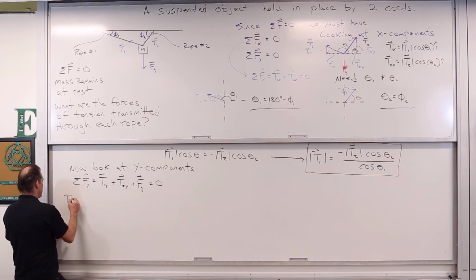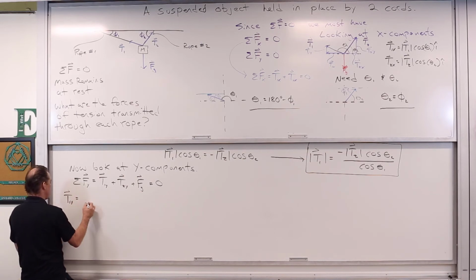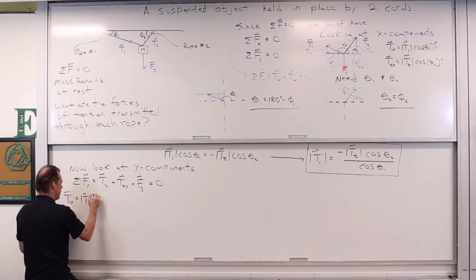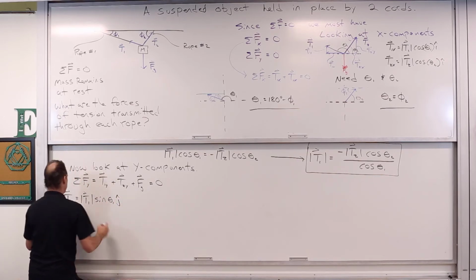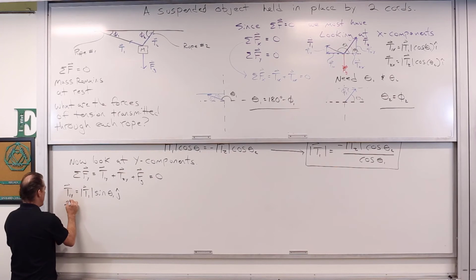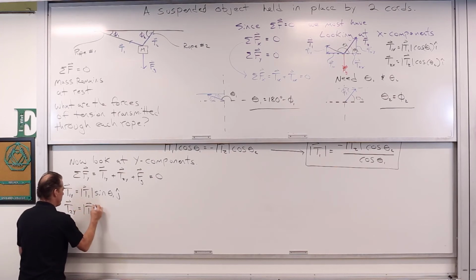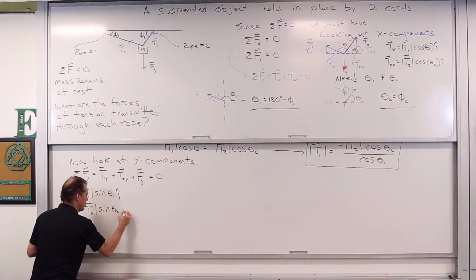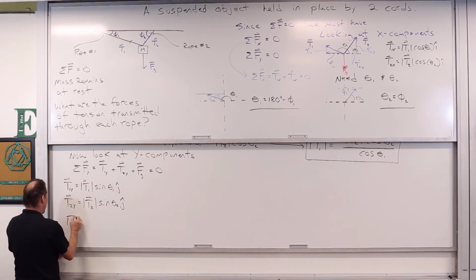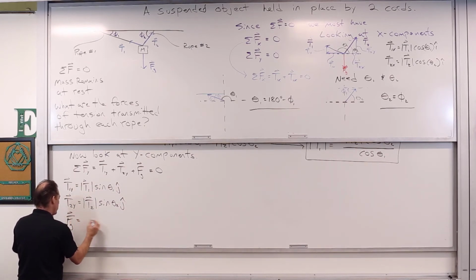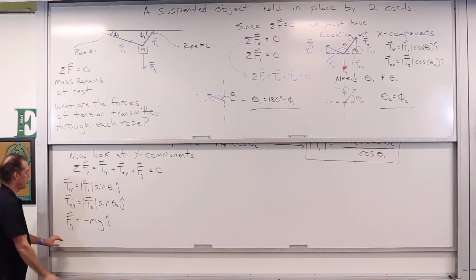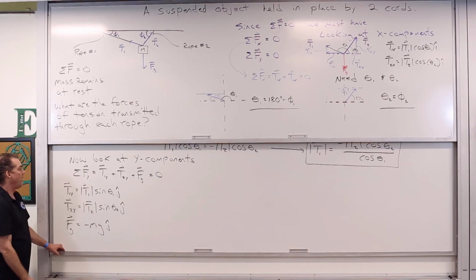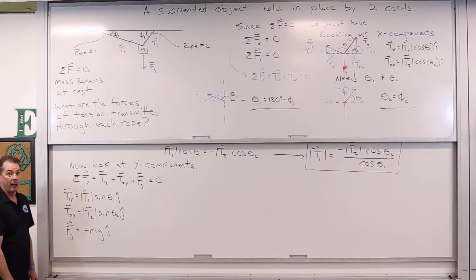We've got ourselves that T1y is going to be equal to the magnitude of T1 times the sine of theta 1 j hat. We've got T2y is equal to the magnitude of T2 times the sine of theta 2 j hat. And we've got F sub g is equal to negative mg j hat, negative j hat direction. These ones will both end up being positive. A grand.